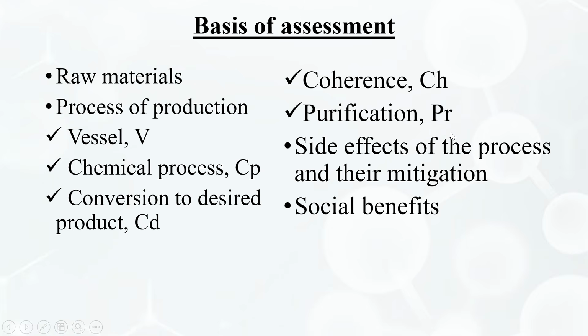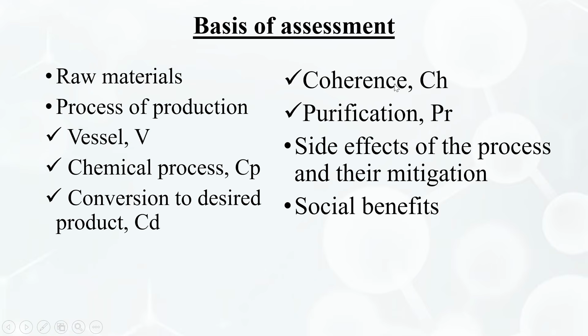Basis of assessment. So number one, we look at the raw material. Number two, process of production. Now, during the process of production, there are things that we look at. Number one is the vessel. Vessel, those are the material that we are using, which are acting like apparatus. Then we have chemical process. Any chemical process involved, we need to have a score there. Conversion. The conversion to desired product, there's a score on that.